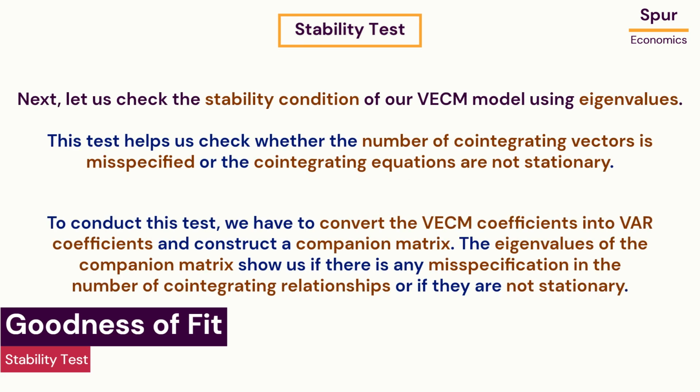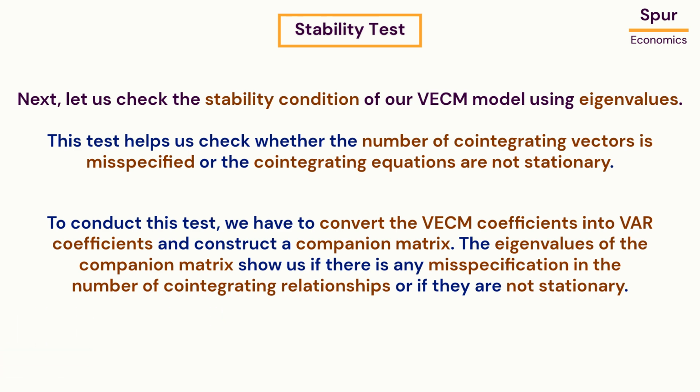Next, let us check the stability condition of our VECM model using eigenvalues. This test helps us check whether the number of cointegrating vectors is misspecified or the cointegrating equations are not stationary. To conduct this test, we have to convert the VECM coefficients into VAR coefficients and construct a companion matrix. The eigenvalues of the companion matrix show us if there is any misspecification in the number of cointegrating relationships or if they are not stationary.